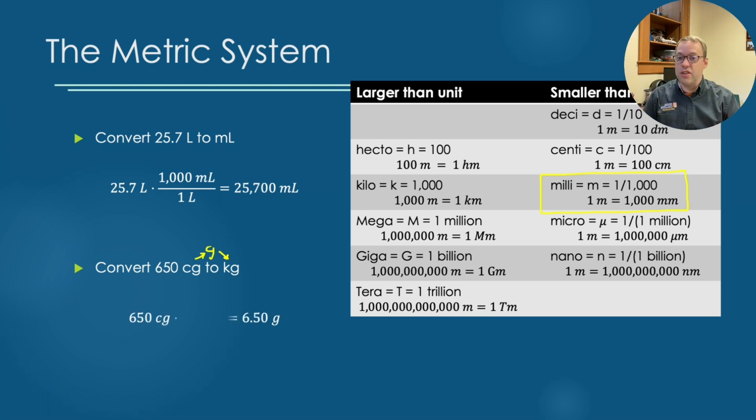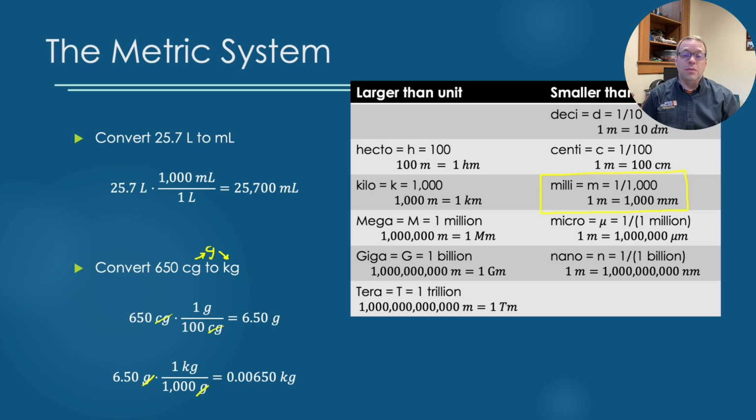We're going to go from centigrams to grams, and then from grams to kilograms. So we start off with 650 centigrams, go to the gram. 1 gram is 100 centigrams, so we're dividing by 100 in this case. 650 divided by 100 is 6.5. So 650 centigrams is 6.5 grams. Now to go to kilograms, we start with 6.5 grams, which is what we just got, and multiply by 1 kilogram over 1,000 grams. The grams cancel out. 6.5 divided by 1,000 gives you 0.00650 kilograms.